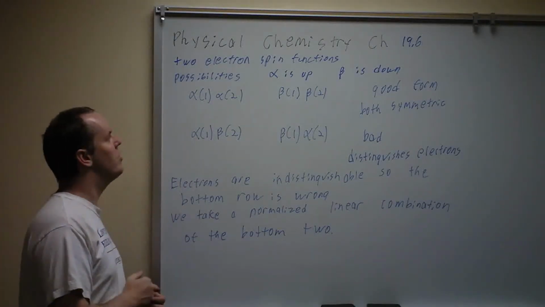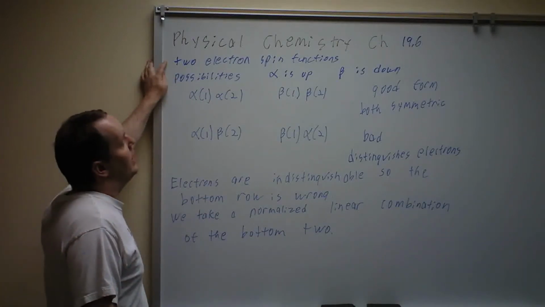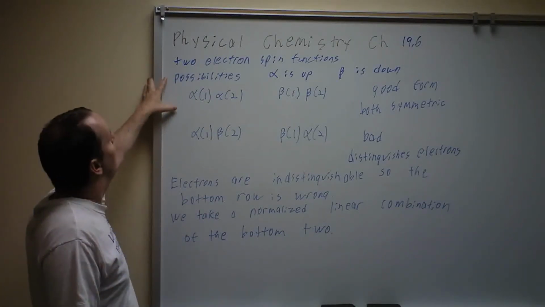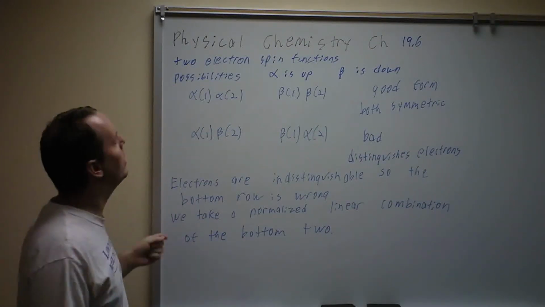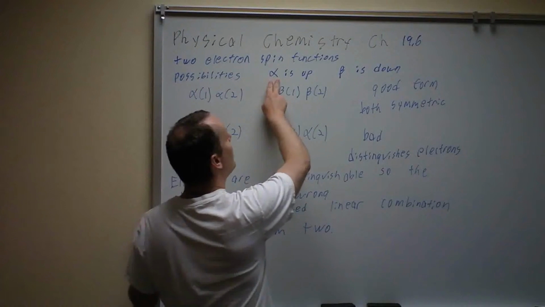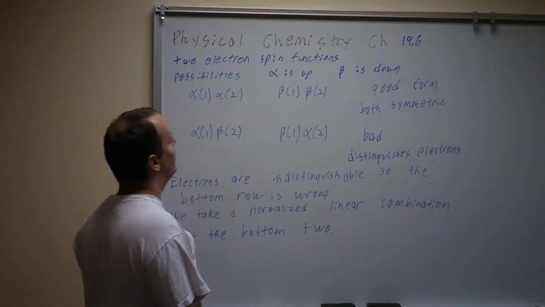Continue on physical chemistry, chapter 19, section 6. Now let's talk about two electron spin functions. Now, look, I made a list of possibilities here. We're going to talk about what it means. So we're just going to say for now that alpha is an upspin function and beta is a downspin function.